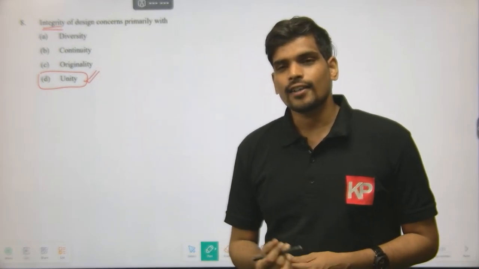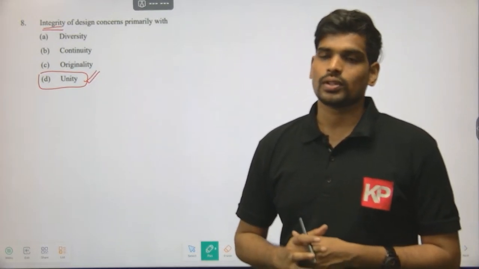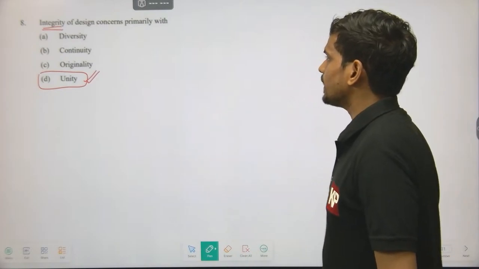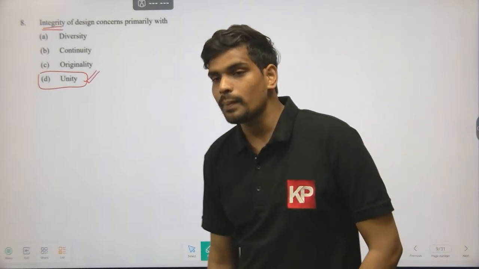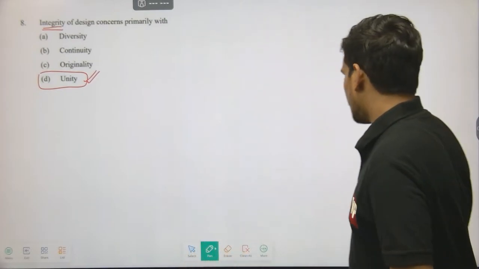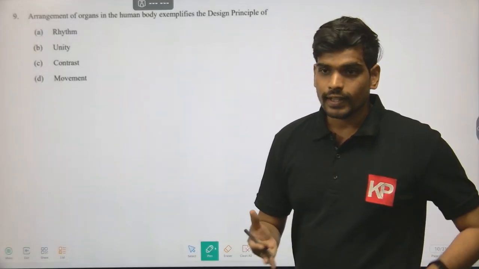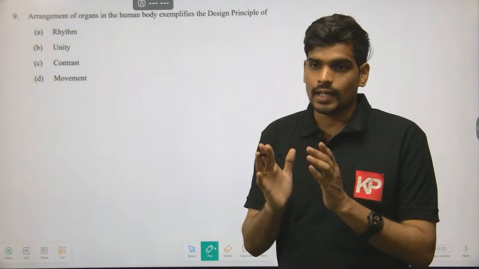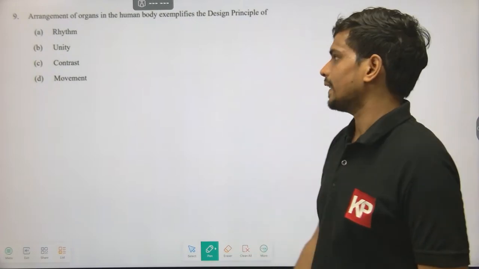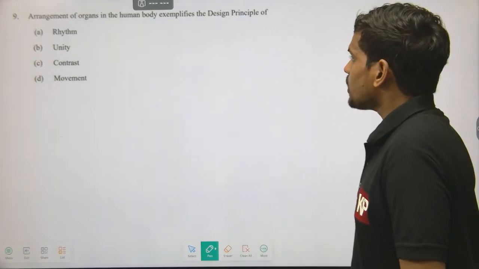Integrity and unity are synonyms, you can say, both relate to the same meaning. So unity is the answer for this. So it is one of the basic principles of design. So unity is integrity. Moving on, what is unity or integrity? It's feeling as if it is a single element or a single building or a single design. Next question, arrangement of organs.